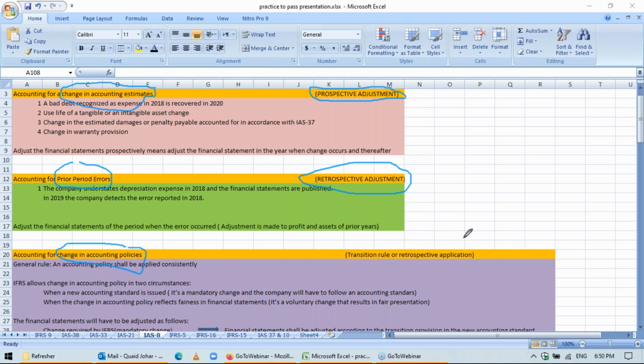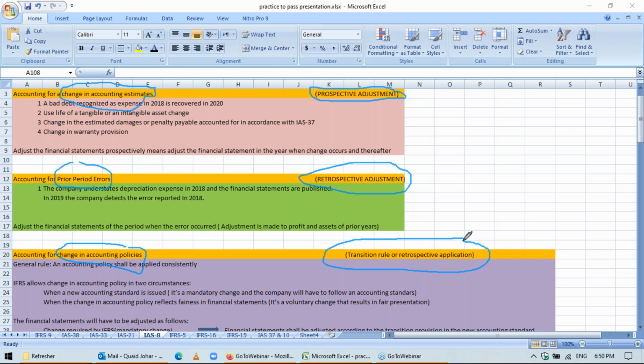Now, if the accounting policy changes, there are 2 rules on why the accounting policy changed, and accordingly we will talk about it in the upcoming questions. So let me tell you, if the accounting policy has to be changed mandatorily. Mandatorily means that a new standard arrives and that standard tells you to use this accounting policy, and earlier you were using some other policy. So if you change the policy due to the arrival of the new standard or the new rule in the IFRS, you must follow it.